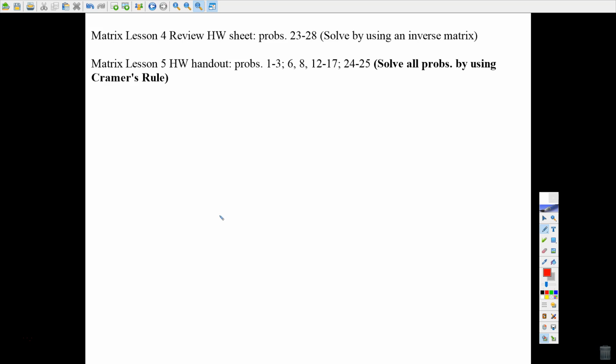So here's the bottom line. On this handout, you're going to solve every single problem that's listed using Cramer's rule, regardless of what the instructions say. Just ignore the instructions. I'm afraid I'm going to get an email tonight that says, you didn't cover this in class, so I don't know how to use this method. Well, that's because I don't want you to use that method. I want you to use Cramer's rule for every single one of these. So if the book tells you something different, ignore it.